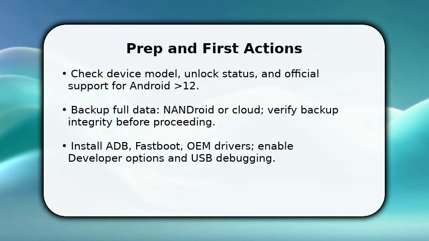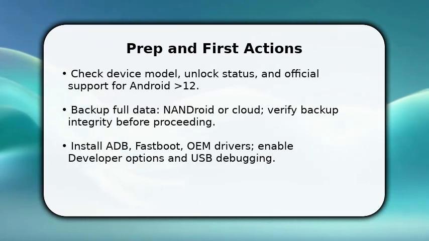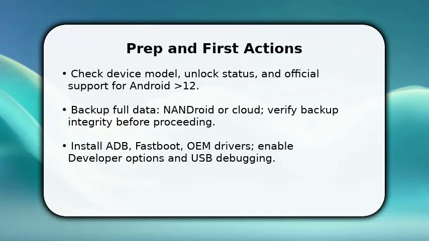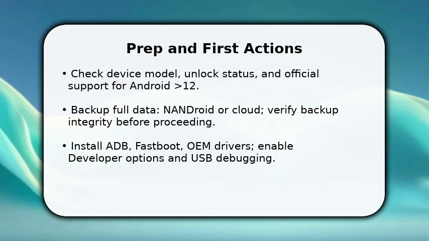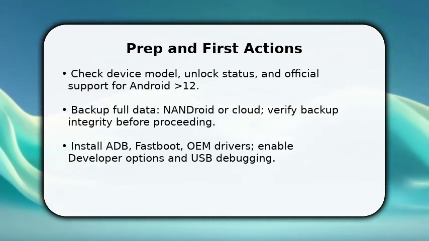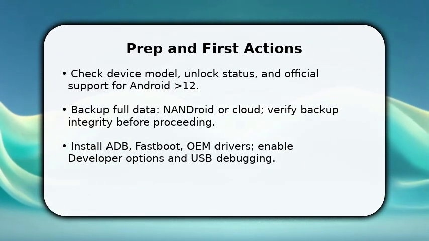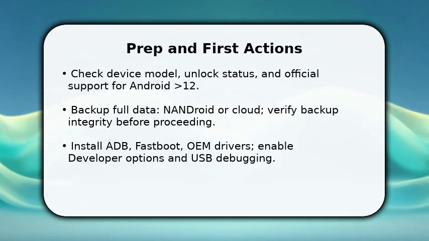Install ADB and Fastboot on your PC and the correct OEM drivers. Enable developer options, USB debugging, and OEM unlocking on the phone. Once done, connect via USB and run adb devices to confirm communication before moving to unlocking or custom ROM steps.